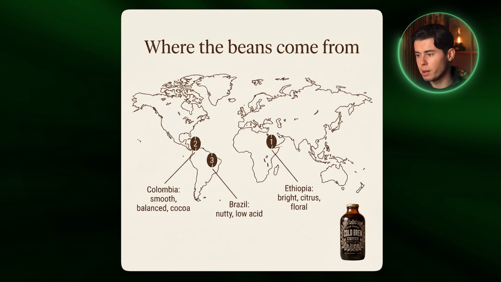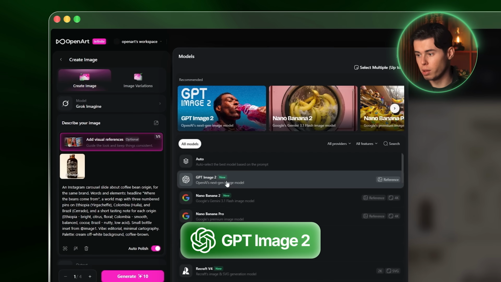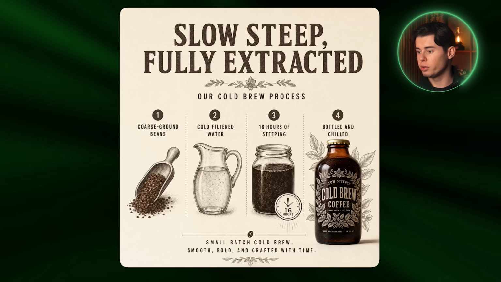So it works visually, but it doesn't have the same branded feeling as the first one. So let's go ahead to the third slide, which is the brewing process of the coffee. Let's see if there are going to be any major changes. So I'll put back GPT Image 2 as the main image model and paste in this prompt. And here, look at the result it gives us.